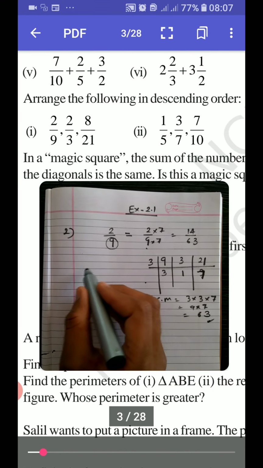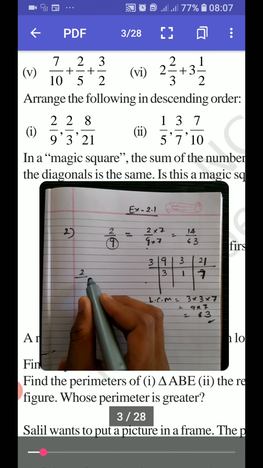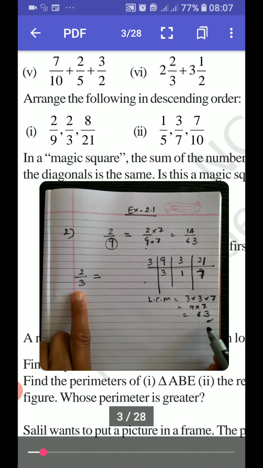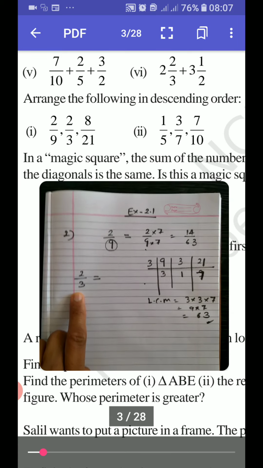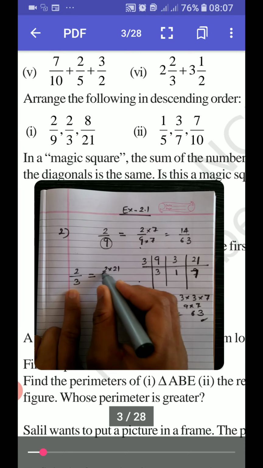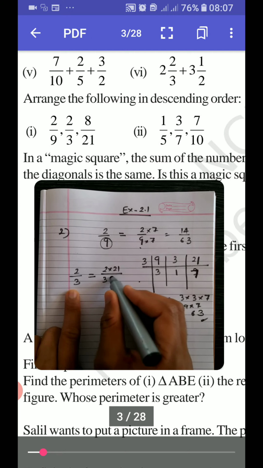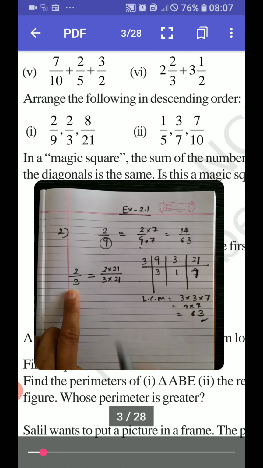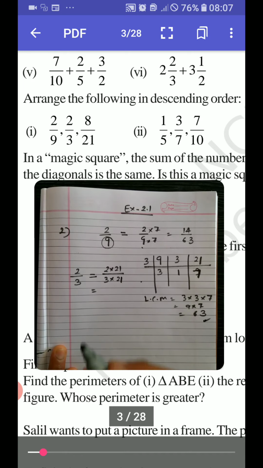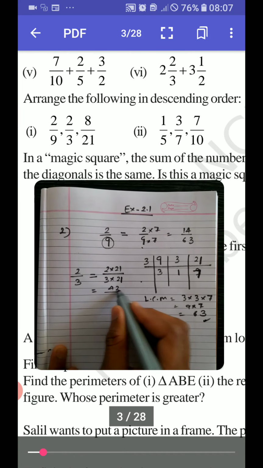The same way, for 2 upon 3, at first you will divide 63 by 3. 3 twos are 6 and 3 twenty-ones are 63. So you will multiply the numerator and denominator of this fraction by 21. Right? Equal to 21 twos are 42 and 21 threes are 63.